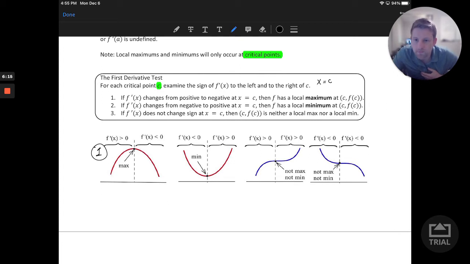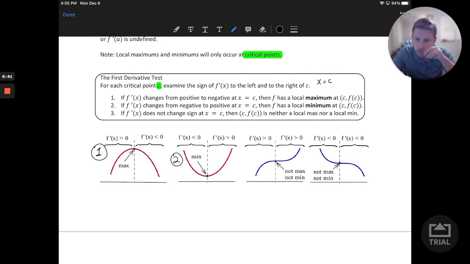Case 2 is if f prime of x changes from a negative to a positive, or a negative derivative to a positive derivative. That would produce the picture that we have in the middle here, from a decreasing graph to an increasing graph around that critical point. So that would create a minimum value.